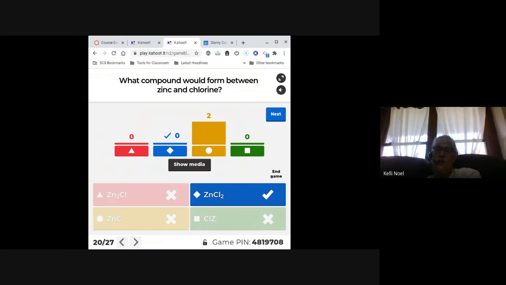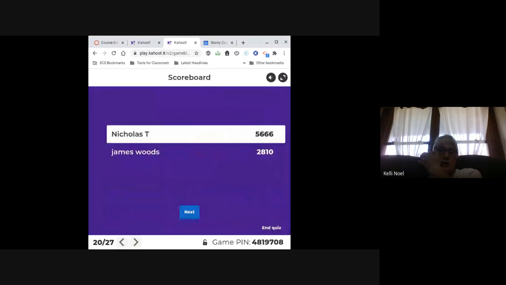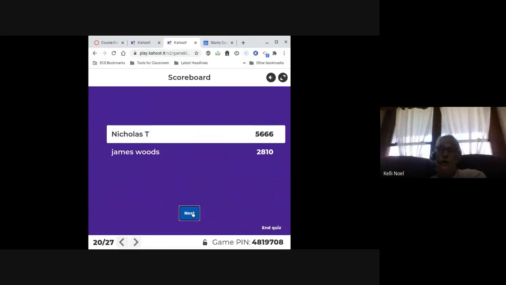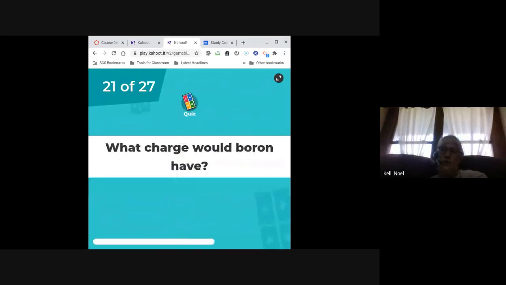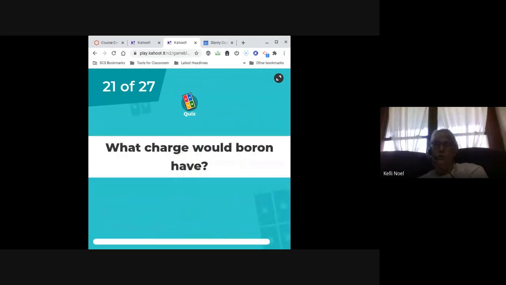And so the only option, because zinc has to come first, can't be green. This is zinc and carbon. That is not chlorine there. So it has to be this one. Again, you've got to know how to get the charges, which was in a lesson a couple days ago, and what we did yesterday.